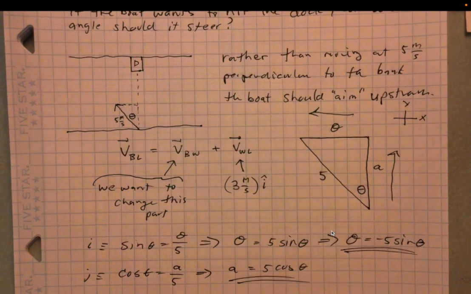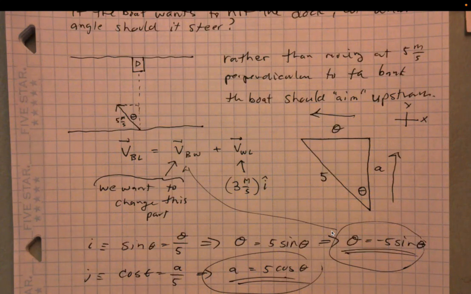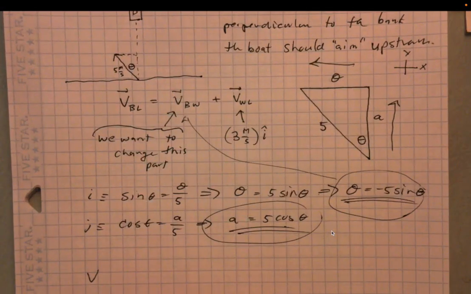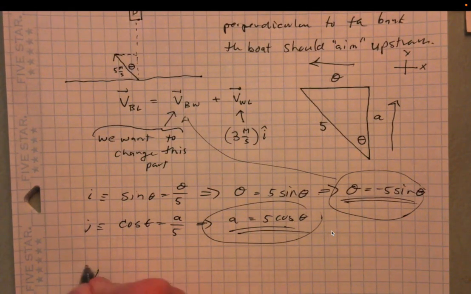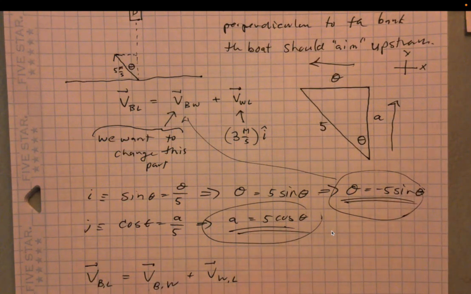And we're just going to plug these guys in for the velocity of the boat relative to the water. This is the velocity that we want to be able to adjust. Right? So the velocity of the boat relative to the land is equal to, again, just recapping this, boat relative to the water plus velocity of water relative to land. Right? And so rather than just go with 5 meters per second in the j direction, we're going to break it apart.